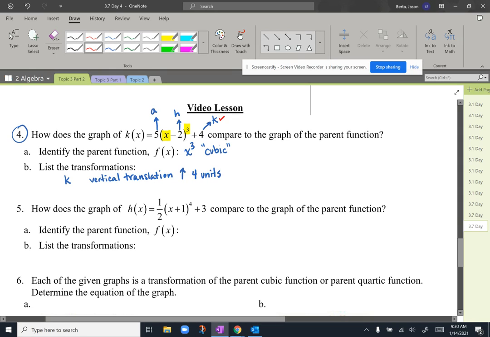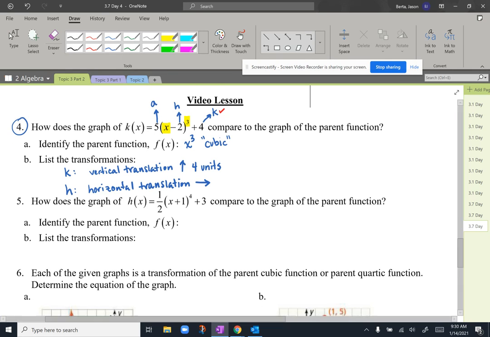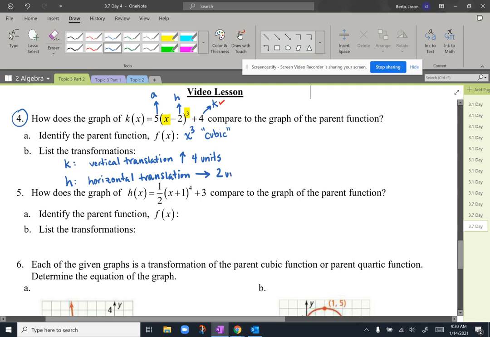Okay, we've got our k value. Let's move on to h. Our h value is a horizontal translation. All right, and since we are subtracting 2 units, we know that that is going to horizontally translate in the right direction, so a positive x direction of 2 units.